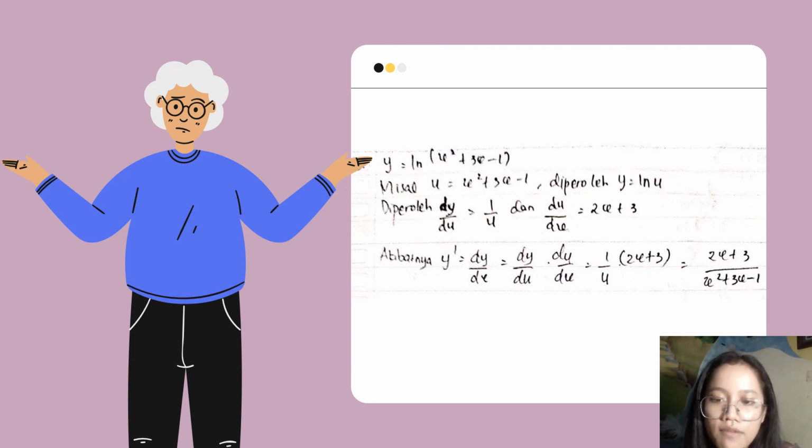So now we have 1 over u times 2x plus 3. Next, we are using the substitution to replace the u with x squared plus 3x minus 1. So we have the derivative of y is 2x plus 3 over x squared plus 3x minus 1.